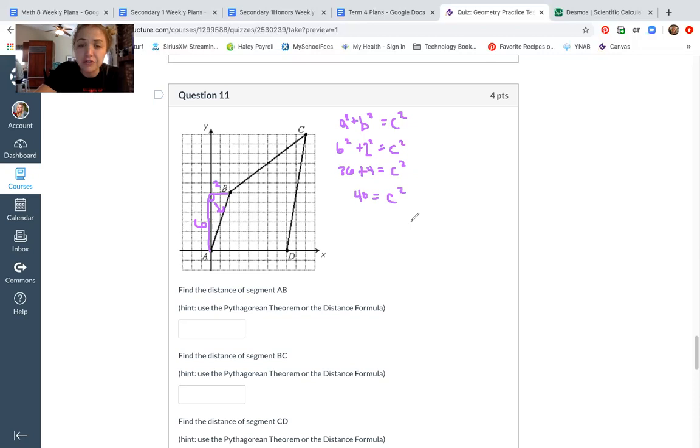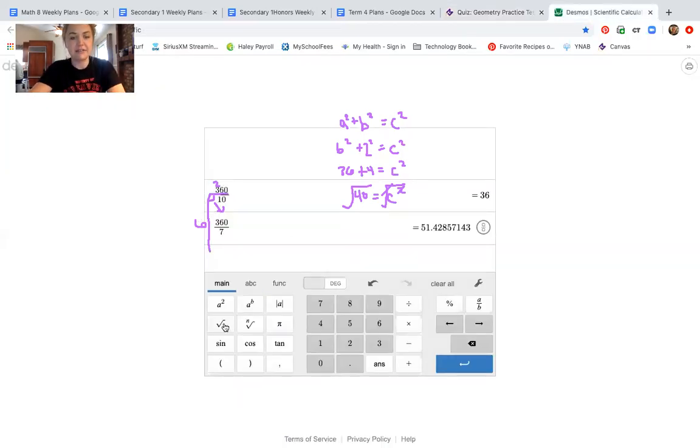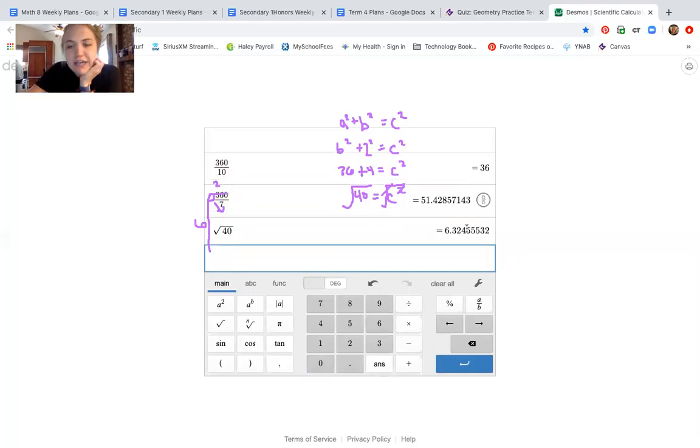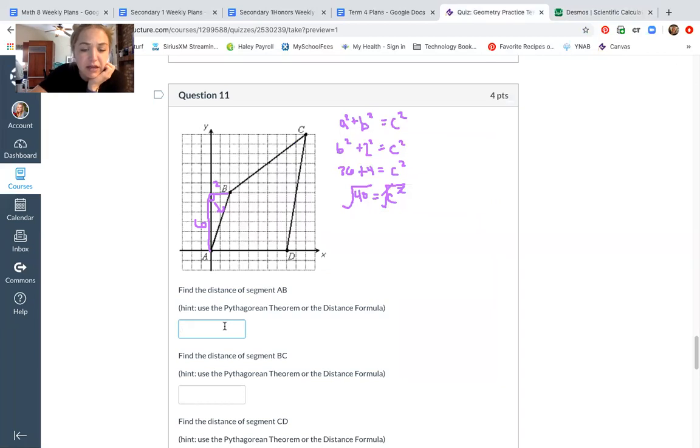And how do you undo a square? What's the inverse operation of squaring? Square root. So I need to do the square root to undo that C squared. I don't know what the square root of 40 is, so I'm going to go to my calculator. Square root of 40 equals, do you see how we got 6.3? That's what I'm writing down. For AB, it is 6.3.